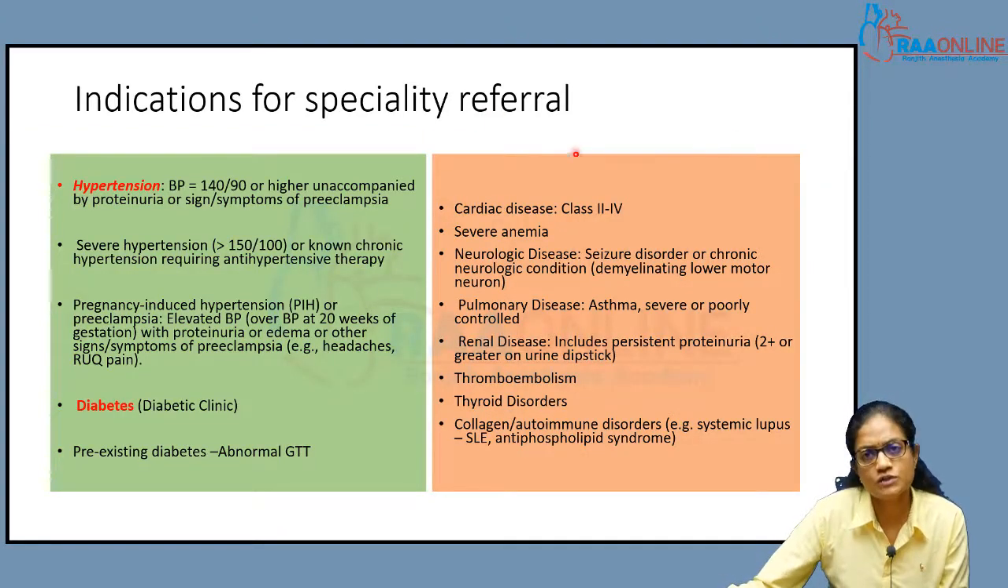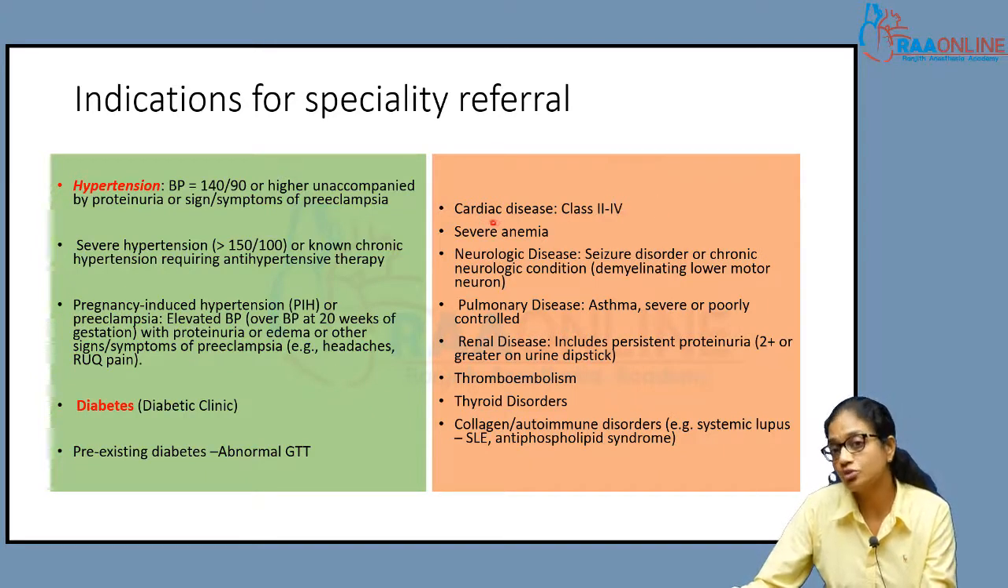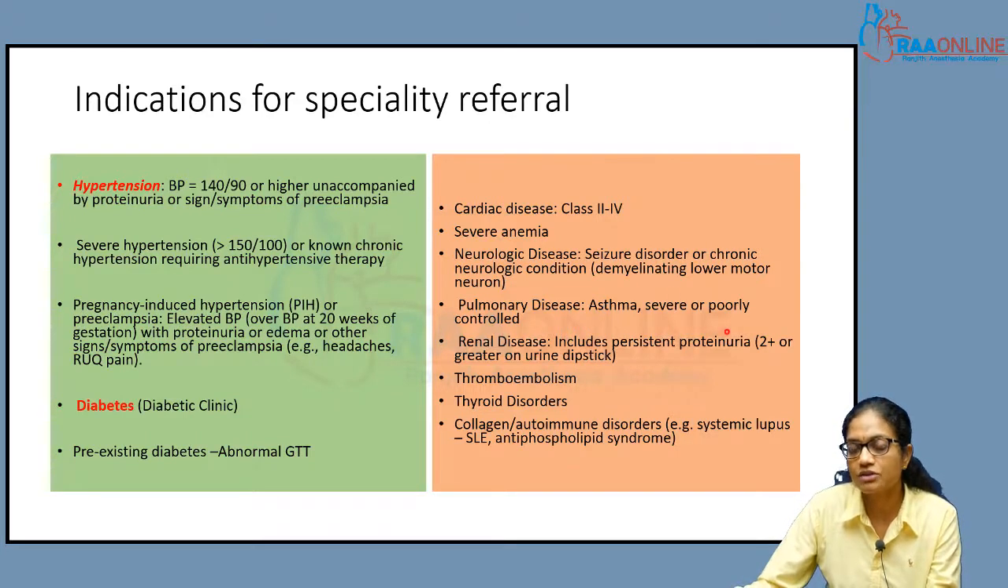So, what are the indications for specialty referral? If the patient is significantly hypertensive, as in severe hypertension or PIH with impending eclampsia, then you do a quick specialty referral and you decide to optimize the patient. Again, with regards to diabetes, there will be a specialty referral. Class 2 to 4, 3 and 4 cardiac diseases, severe anemia, neurological conditions with demyelinating lower motor neuron disease, pulmonary diseases with severe or poorly controlled ones, renal disease with persistent proteinuria, thromboembolism, thyroid disorders, collagen or autoimmune disorders.